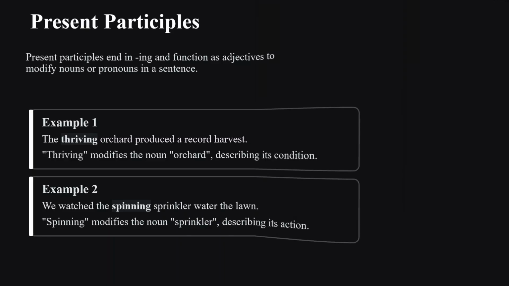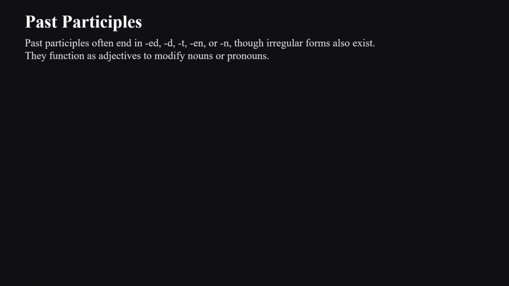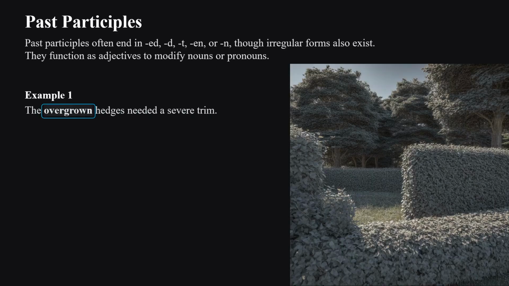Now, let's look at past participles. Past participles often end in ed, d, t, en, or n. They can also be irregular, like written or sung. They function as adjectives to modify nouns or pronouns. They usually describe a completed action or a passive state.